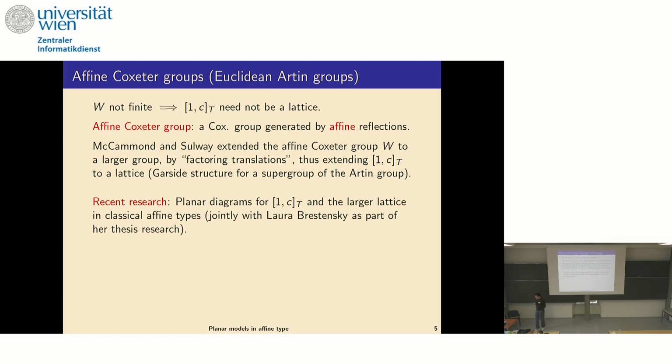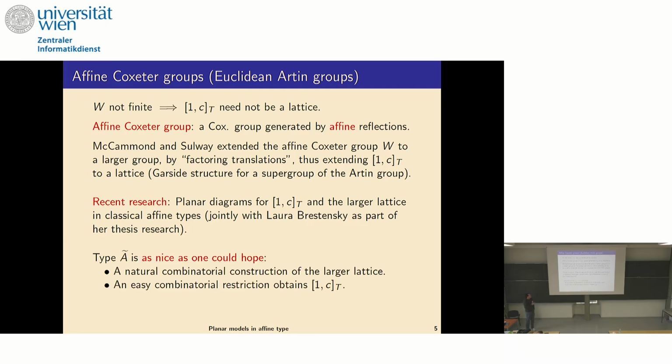So the recent research that I would like to tell you about is to find the planar diagrams that make sense for, first of all, the interval from 1 to C in these affine Coxeter groups, and also the larger lattice that McCammond and Sulway made. And this was the part especially that was joined with Laura Brestensky. In type A tilde, the affine symmetric group, things are sort of as nice as you could hope.